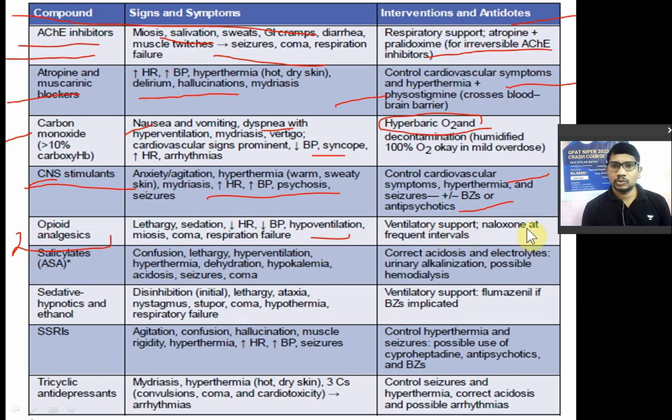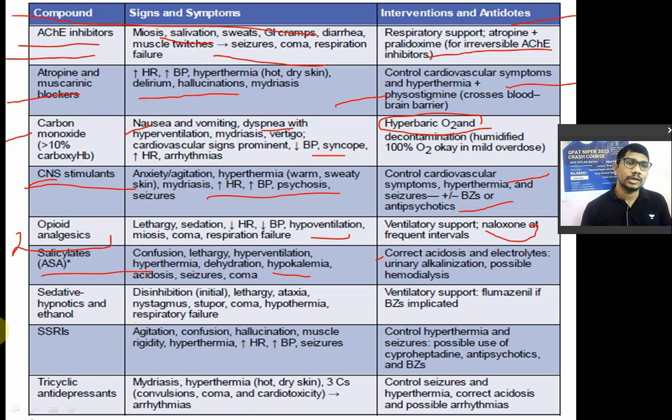So you have to use a specific antidote for opioids, that is naloxone or naltrexone or nalbuphine. If you got a poisoning due to acetylsalicylic acid, aspirin poisoning, what are the symptoms? Confusion, lethargy, hyperventilation, hyperthermia, dehydration, hypokalemia, acidosis, seizures, and coma. So correct the acidosis by using electrolytes or sodium bicarbonate. Urinary alkalizers are used. If possible, you can also do hemodialysis.